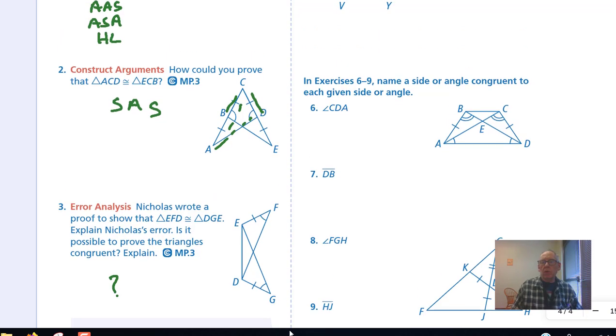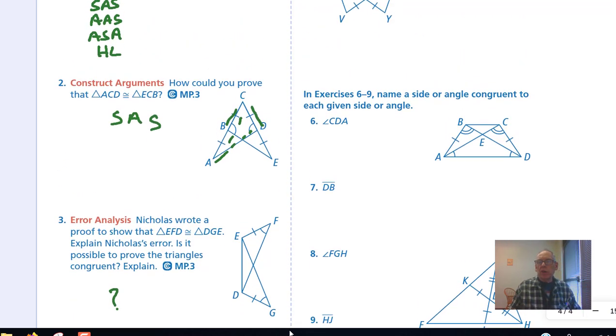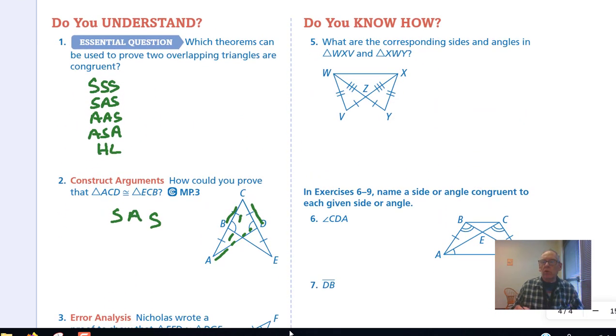Let's look up here. Name the side or angle. Oh, here we go. What are the corresponding sides and angles in triangle WXV and XWY? So let's look and see what we have. I'm going to draw these triangles separately again to help organize them a little bit.